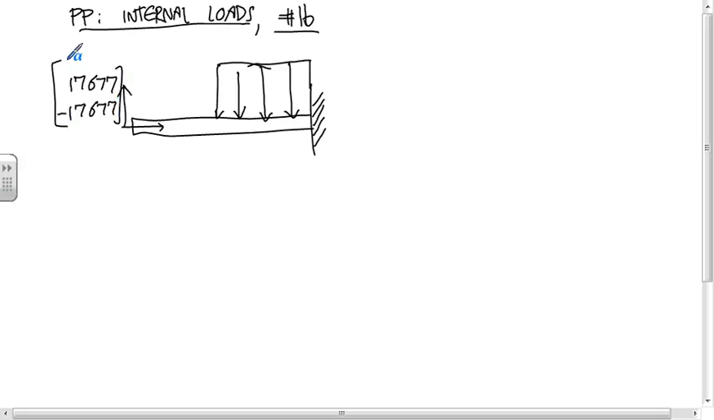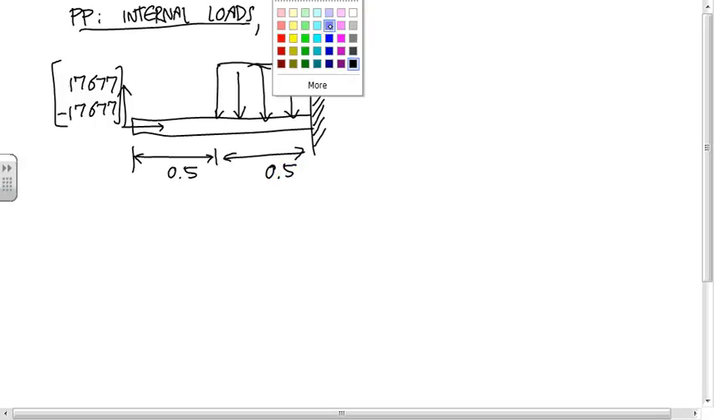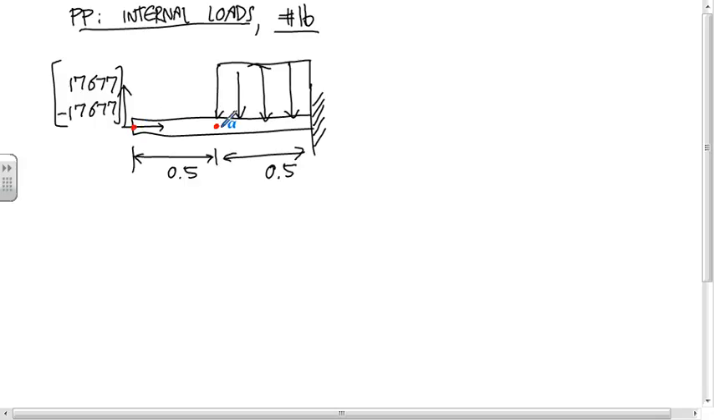And on this one, you're not given a mass, so I guess we're neglecting the mass on this one. This distance is 0.5 meter, and this is 0.5 meter. So the important points are here, here, and here. The one in the middle is because that's where the distributed load function changes. And in cut 2, we're dealing with x values in the region between 0.5 and 1.